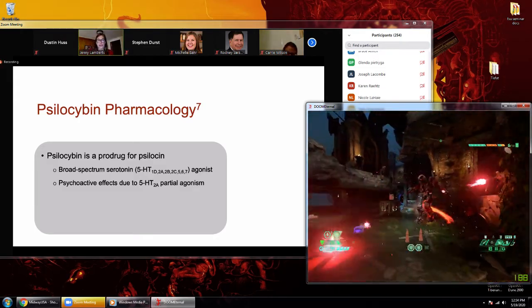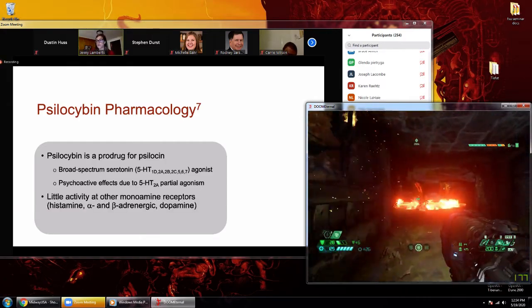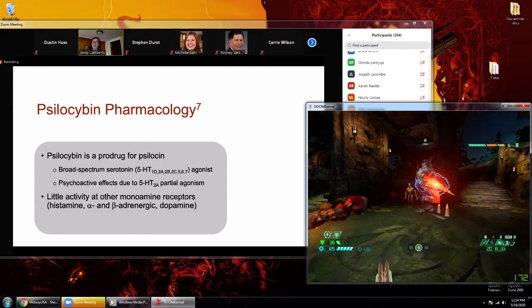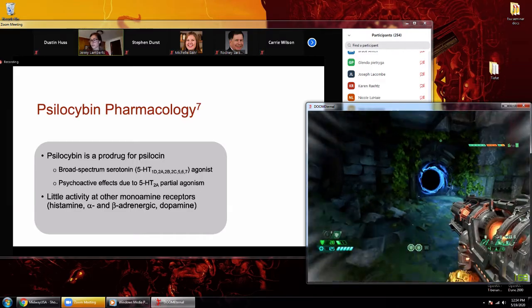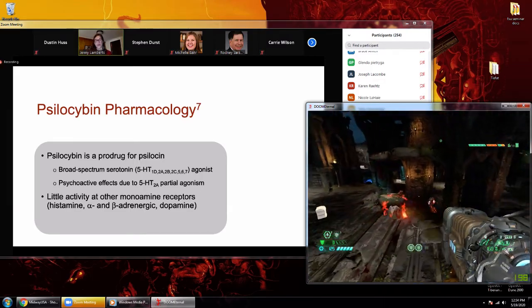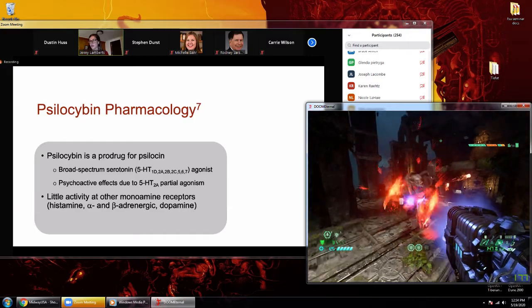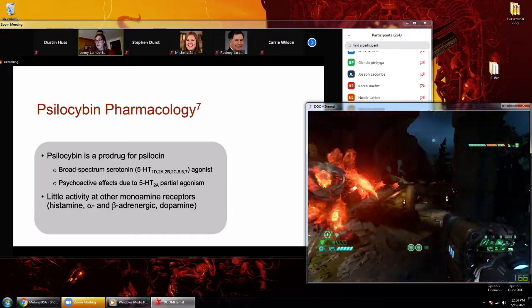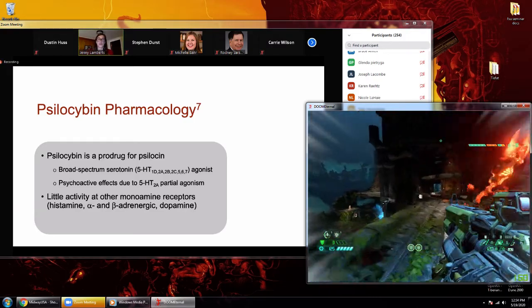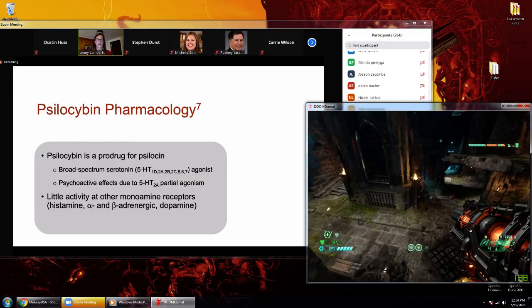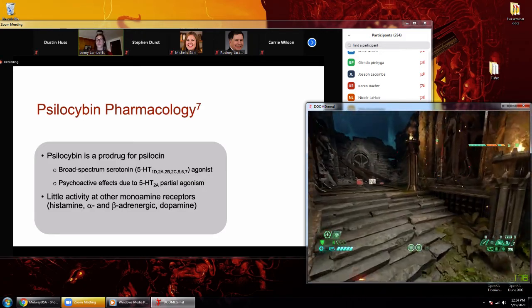And it's that 5-HT2A partial agonism that is responsible for most of its physiologic effects, which I'll talk a little bit more about on the next slide. It does have little activity at other monoamine receptors, including histamine, alpha and beta adrenergic receptors, as well as dopamine.